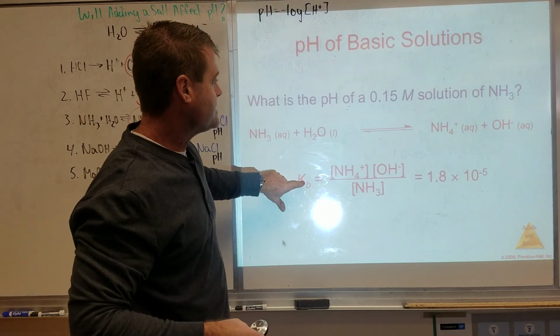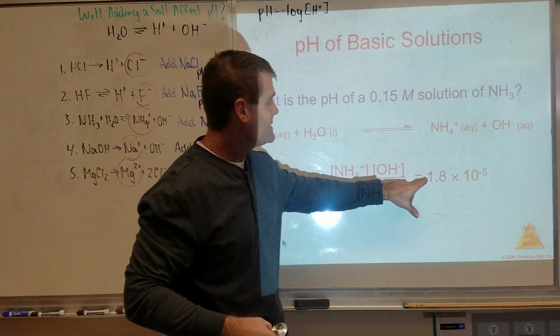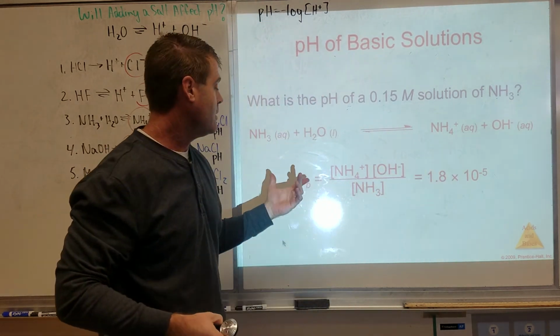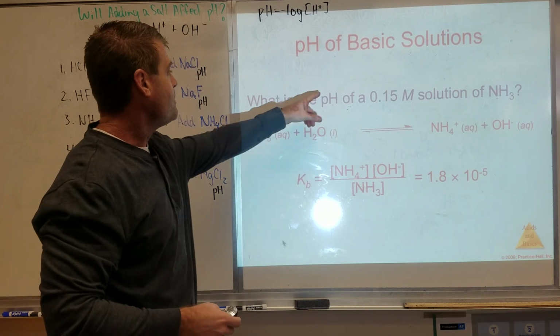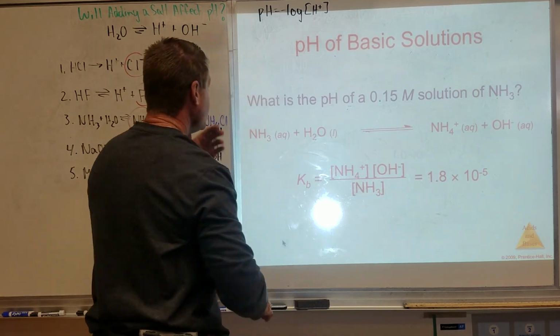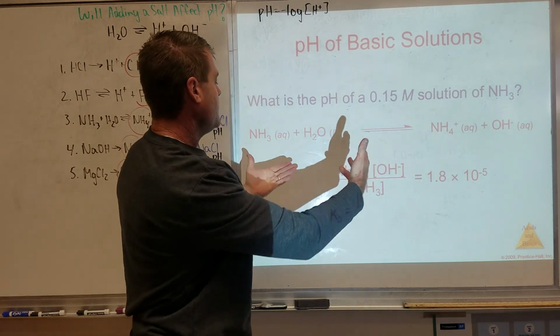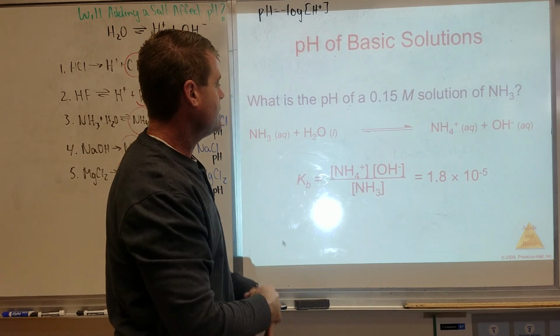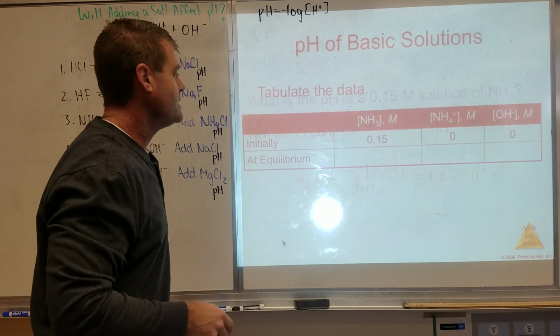So we've got our KB expression, products over reactants. This is all stuff we should be doing. We looked this up: the KB for ammonia is 1.8 times 10 to the negative 5. So if I want to get the pH, you're thinking, don't I need the hydrogen ion concentration? But we're not looking at hydrogen ions here when we're talking about a base. So here we'll show you where we're going with this.